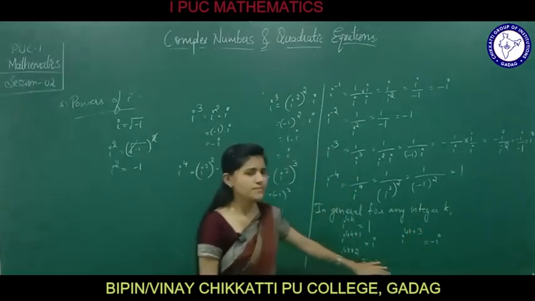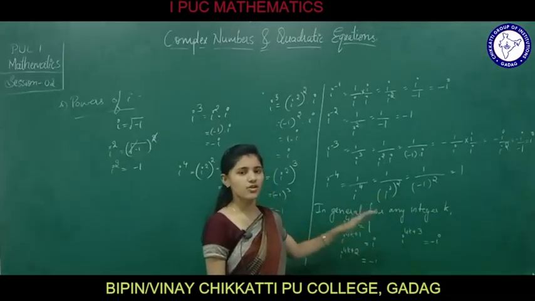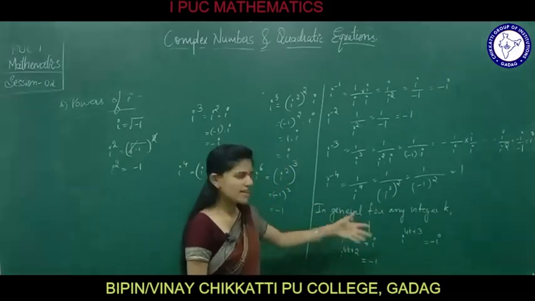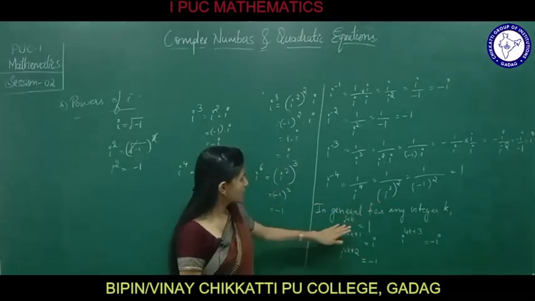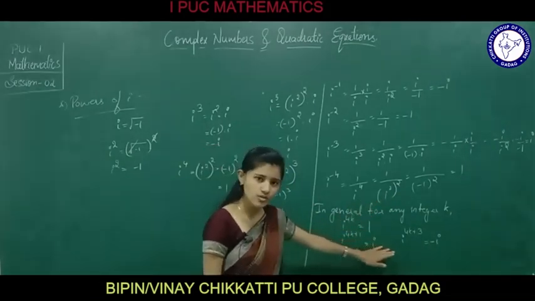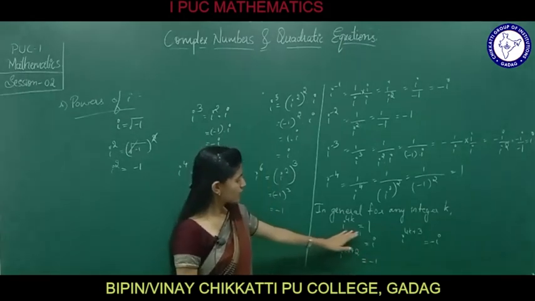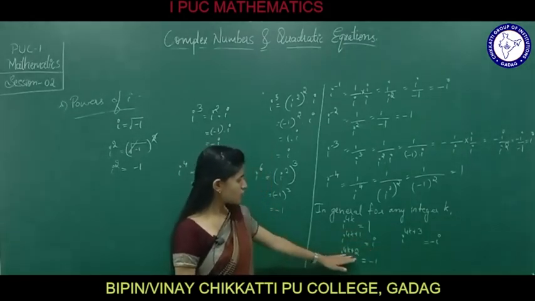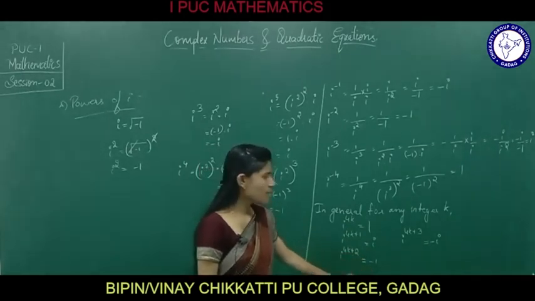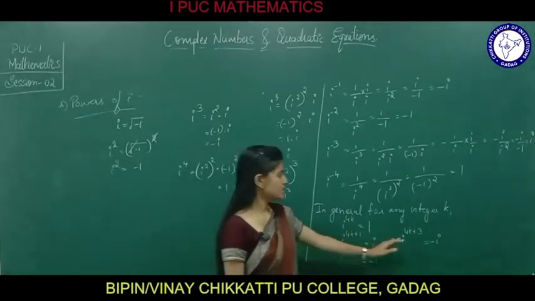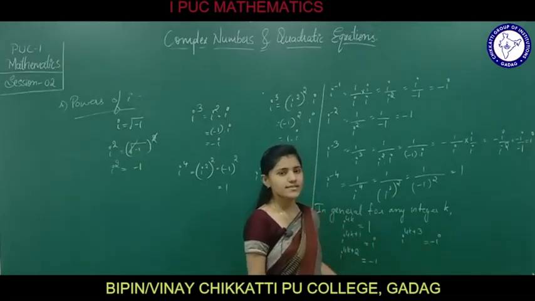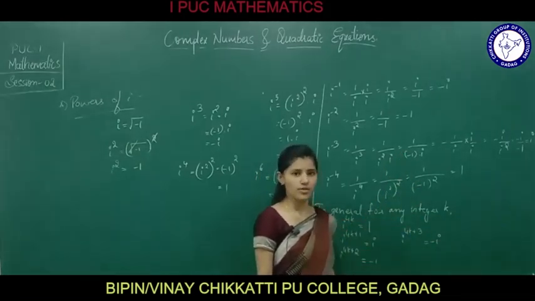That is, we are generally representing the value of I raised to any integer k: I raised to 4k is equal to 1, I raised to 4k plus 1 is equal to I, in the same way I raised to 4k plus 2 is equal to minus 1, and I raised to 4k plus 3 is equal to minus I. This is how we represent the power of I.